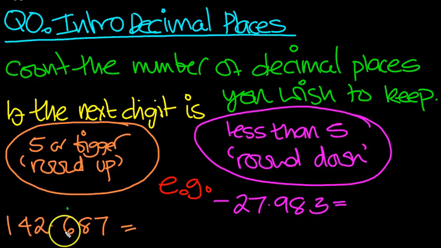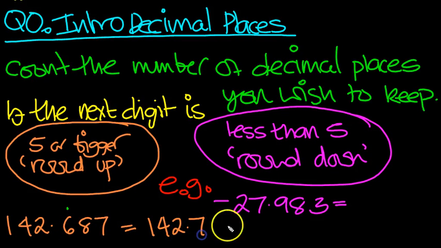So 142.687 to 1 dp. Well, the next digit along is an 8. And it's 5 or bigger, agreed? So we round up. What that means is we round the 6 up to the next integer up, and 6 increases to 7. So we write 142.7, and that would be to 1 dp.